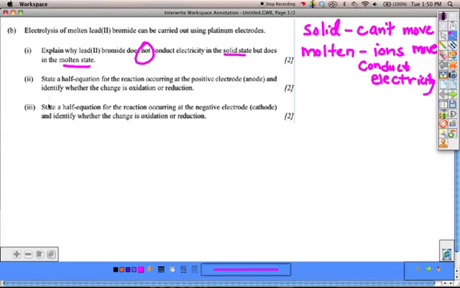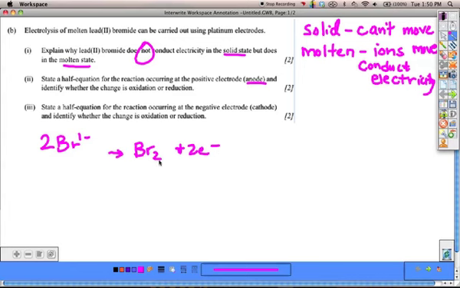The second part of the question is asking us to tell what the half reaction is at the anode, the positive electrode where electrons are coming from, and identify whether the change is oxidation or reduction. And we have our bromine for our anode. I have 2 Br-, forming Br2 plus 2 electrons.